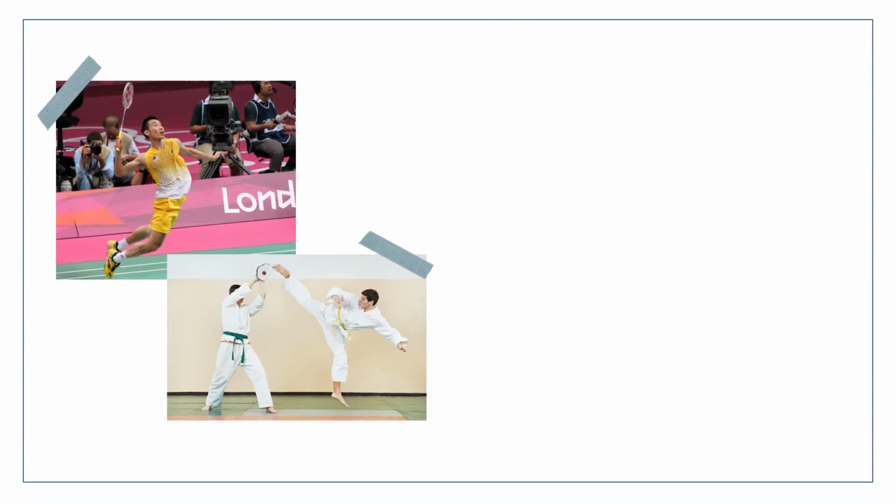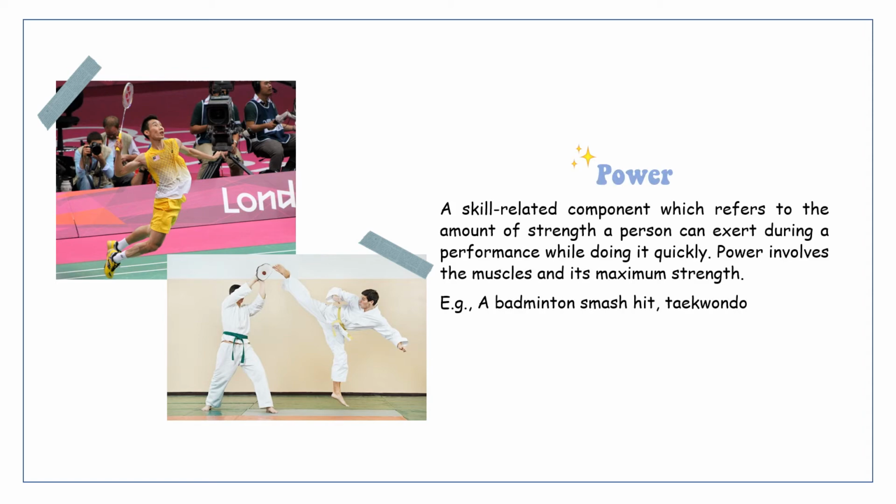The third component would be power, a skill-related component which refers to the amount of strength a person or an athlete can exert during a performance while doing it quickly. It doesn't need to be elaborated further because power is mostly applied in almost every sport. The images on the left best illustrate how power is being applied in every sport.